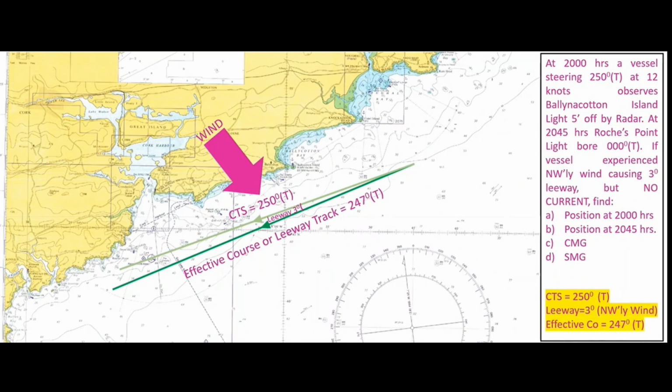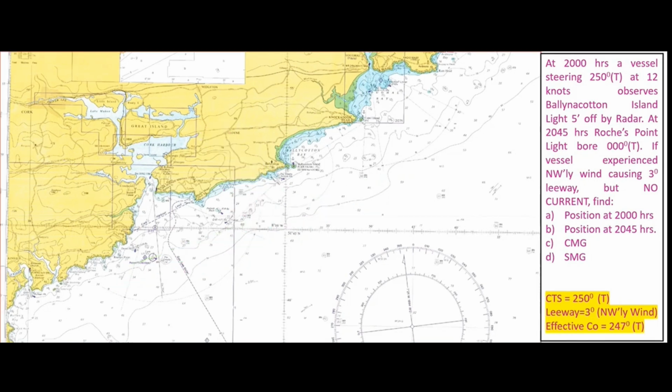Now, instead of drawing the CTS on the chart, we'll now draw the effective course or the leeway track, and the magnitude of this would be same as the engine distance in 45 minutes. So we plot it here now. So we have this as the Ballycotton Island light. We have the Roche's Point with C1 as the center and the radius of 5 miles. We draw the position circle for 2000 hours.